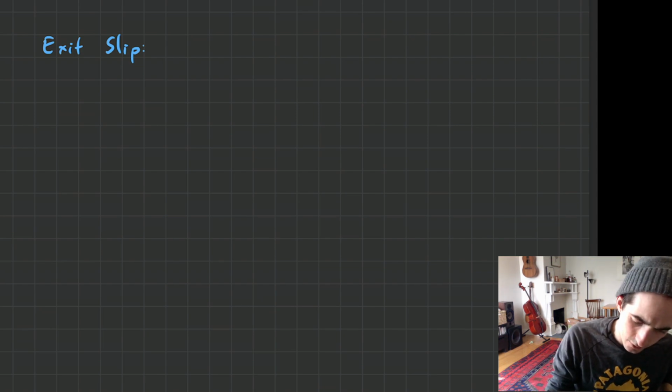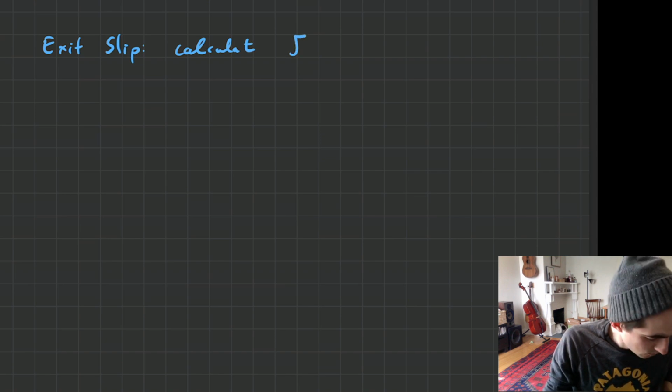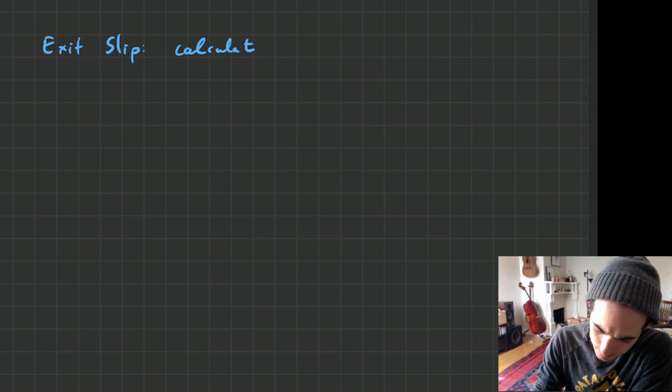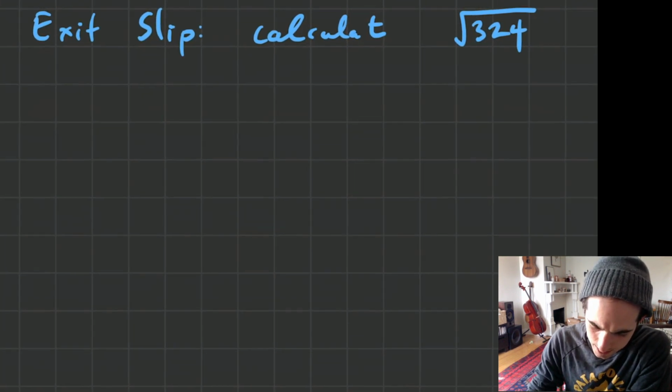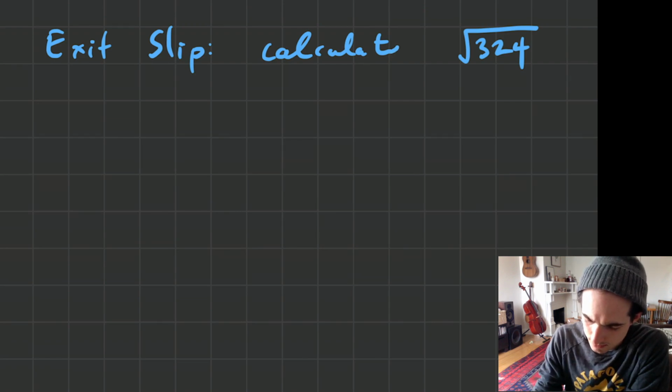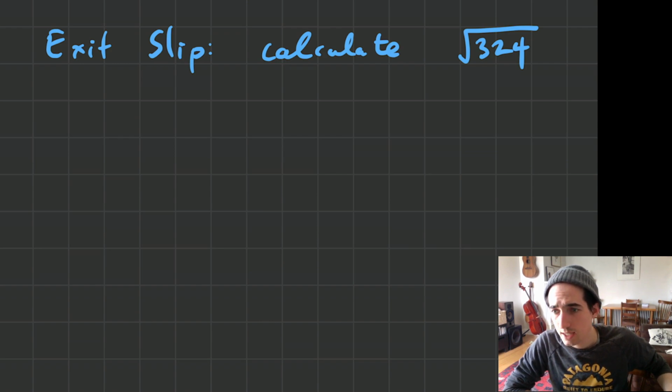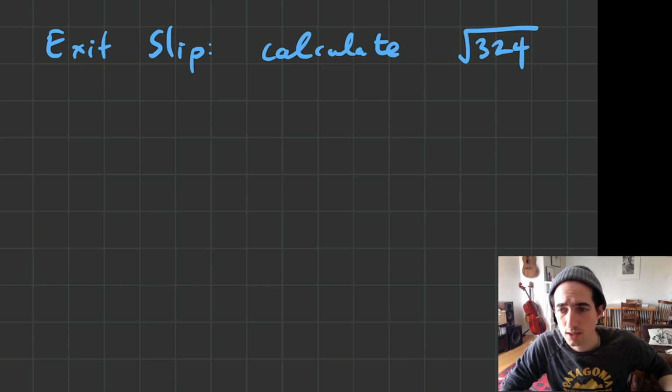Okay, so for the exit slip, I want you to calculate the square root of 324. Let me write that nicely. The square root of 324. Okay? So that's your exit slip for today. And that's supposed to say calculate, not calculat. So stay tuned for the assignment. It's not going to be a crazy long assignment, but it will cover a lot of the topics that we've been talking about over the past couple of weeks.